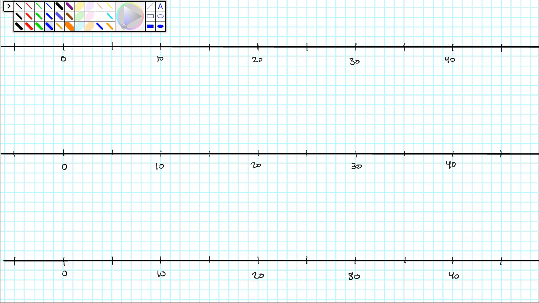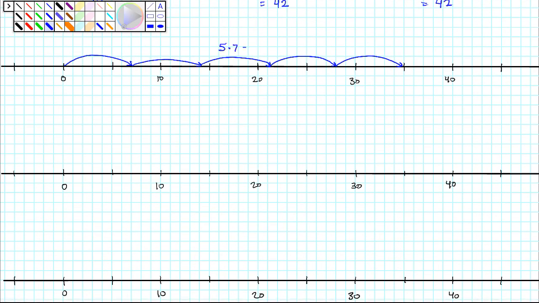So the first one was 6 times 7. Well, I know what 5 times 7 is, so I do 5 groups of 7 first, starting from 0. So there's my first 7, my second 7, my third 7, my fourth 7, and there. So 5 times 7 is 35, and then I do one more group of 7. Okay, and so we end up at 42.